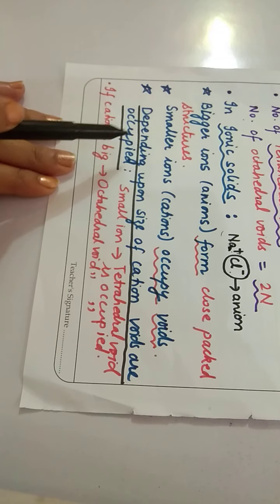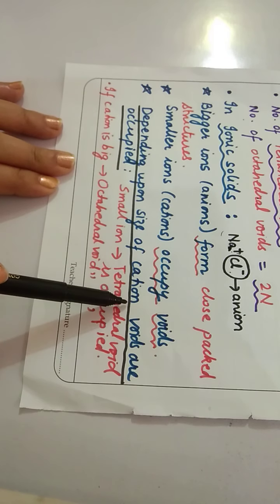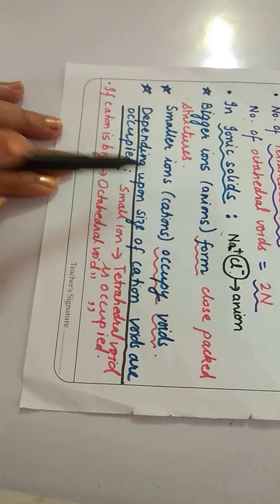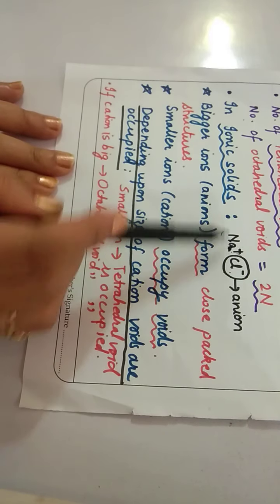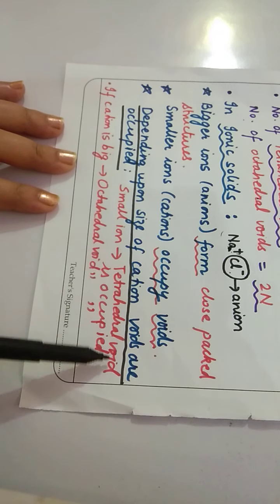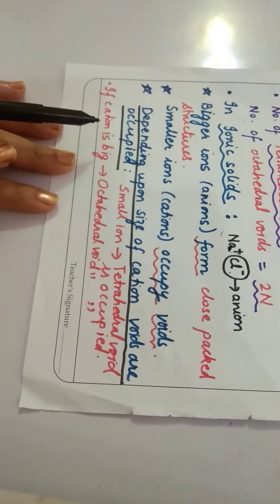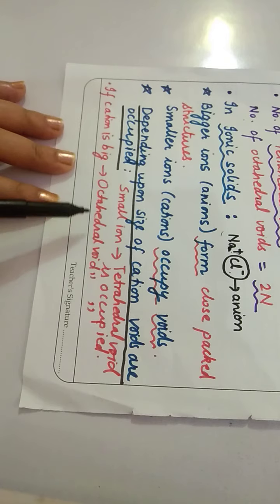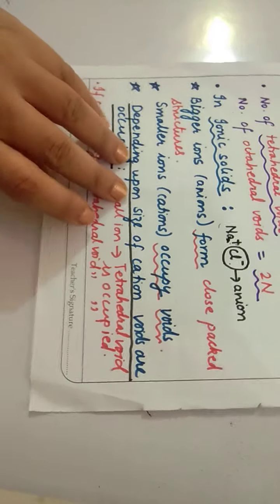So that's what I have written. Depending upon the size of the cation, voids are occupied. If the size of the ion is very small, then tetrahedral voids are occupied, and if the cation is big, then octahedral voids are occupied.